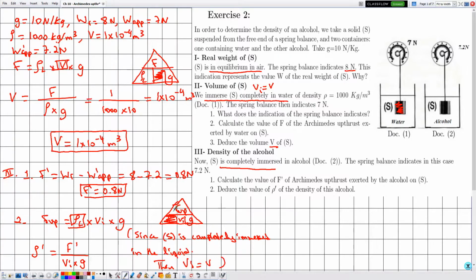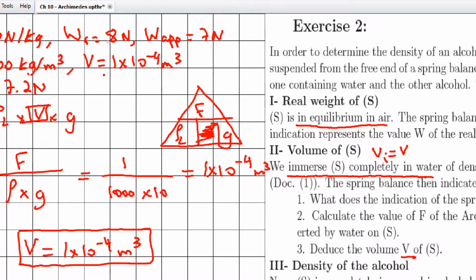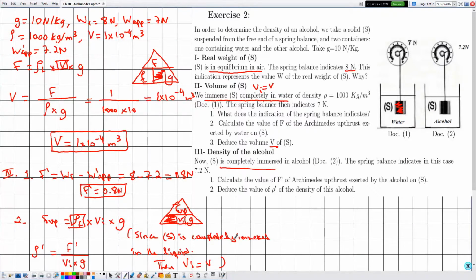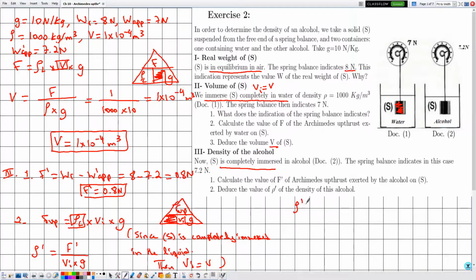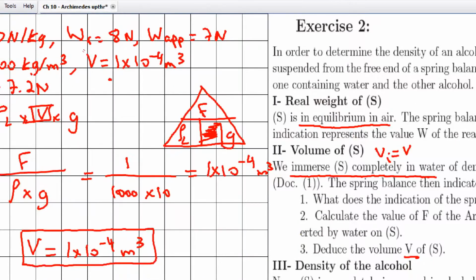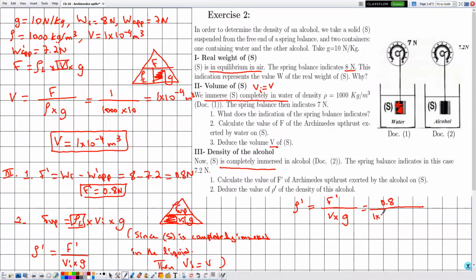What is the value of V in this case? We already determined from the second part of this exercise, which is given by 1 times 10 to the power minus 4. Now let's rewrite this formula, replacing Vi by V. So the value of rho prime is given by F prime divided by V multiplied by G. Now the value of F prime is given by 0.8. The value of V is given by 1 times 10 to the power minus 4. And the value of G is given by 10.